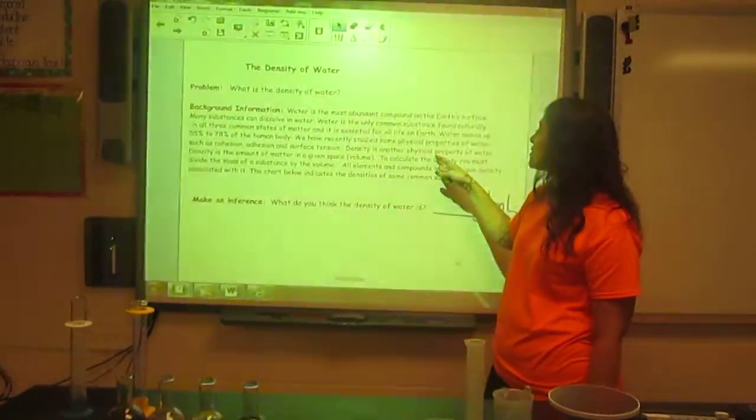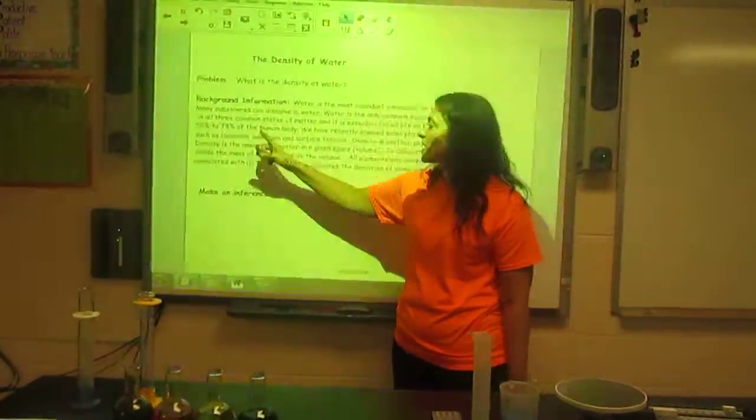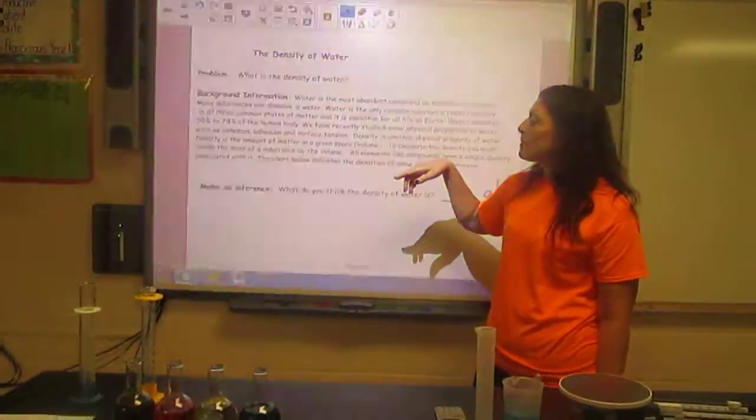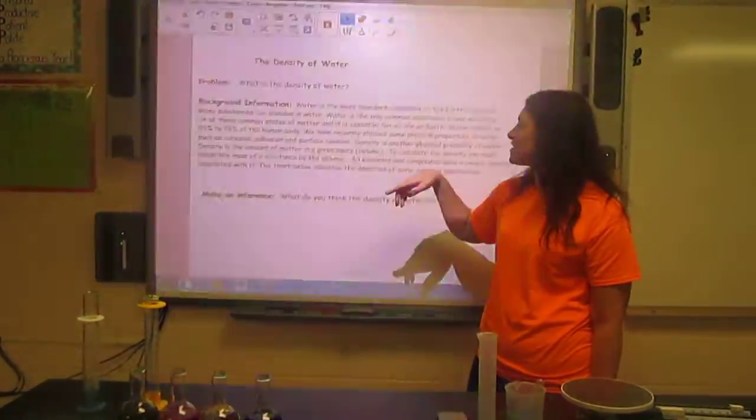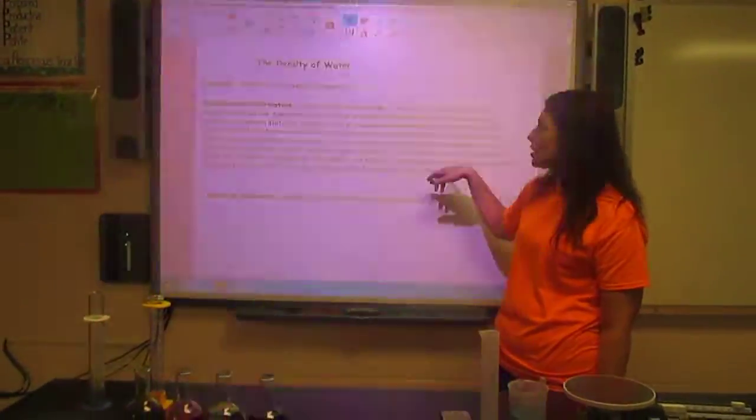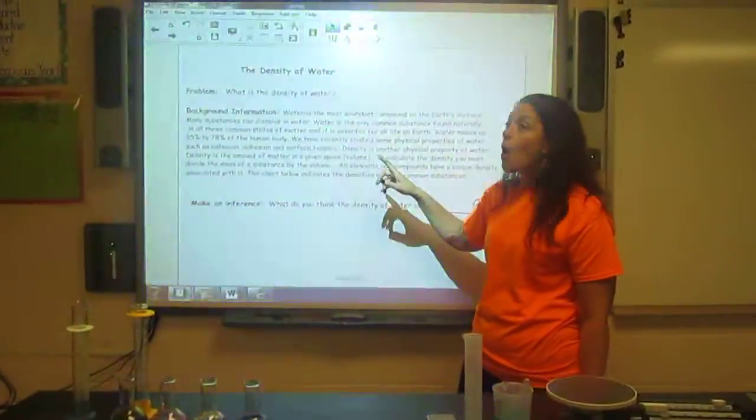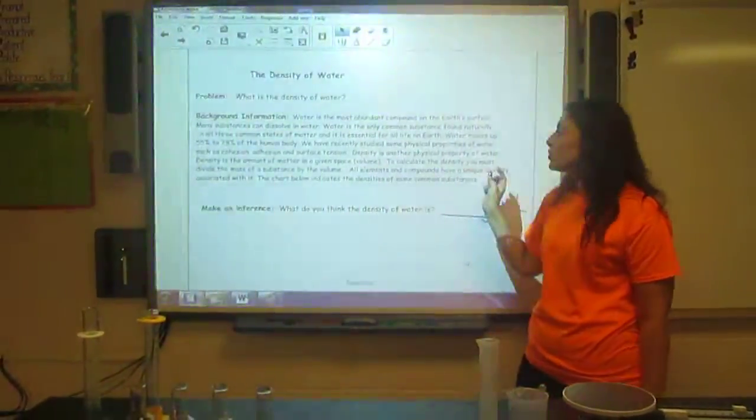Density is another physical property of water. We already looked at cohesion, adhesion, and surface tension. And density is the amount of matter in a given space. So when you're calculating the density, you must divide the mass by the volume. All elements and compounds have a unique density.